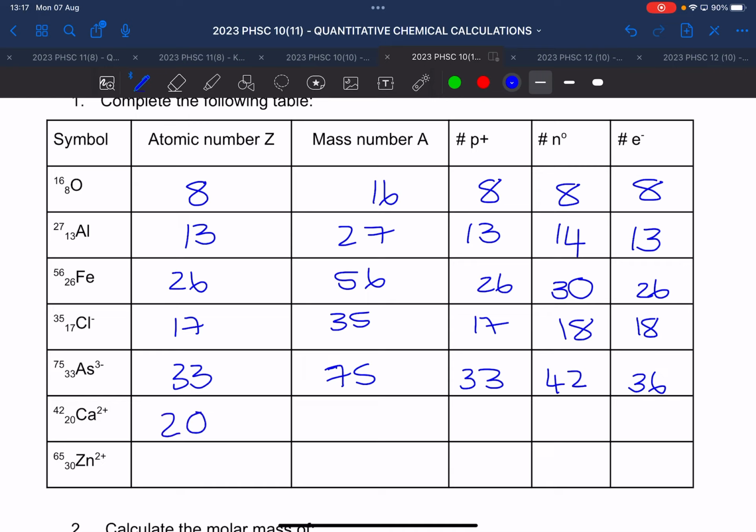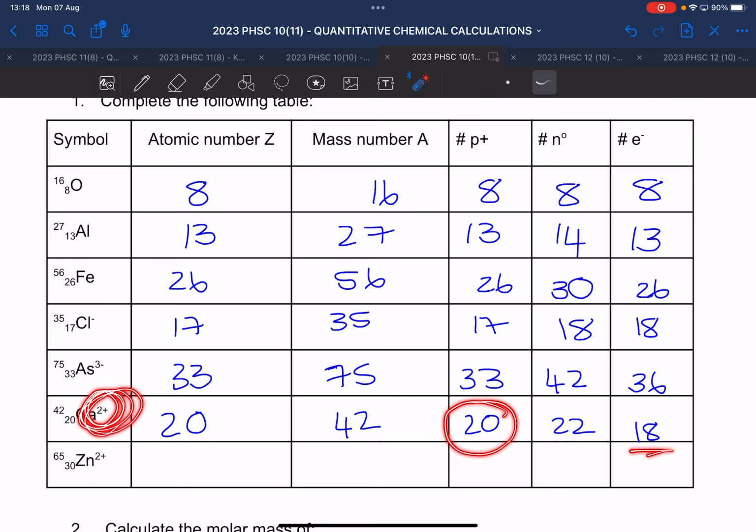And then 40. Hope? Neutrons. And electrons, 18, because originally it had 20. That plus 2 means it lost 2 electrons, so that's why it's 18. Rory Sang, next one. Sorry?